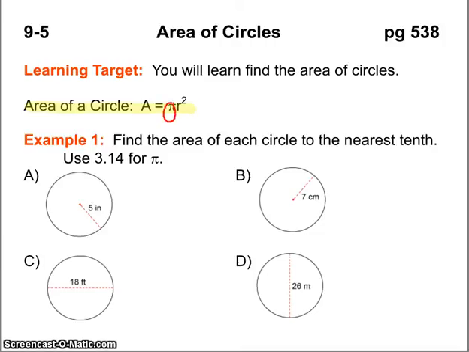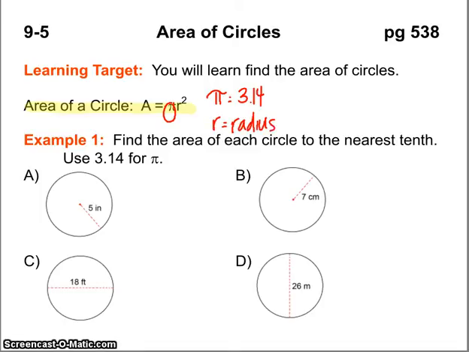Okay, the area of a circle is pi r squared, and remember that for pi, for the most part, we're going to be using 3.14 just to be consistent, and r, if you remember, stands for radius.